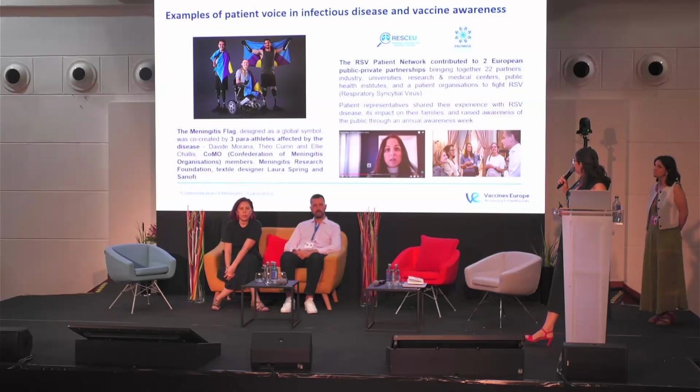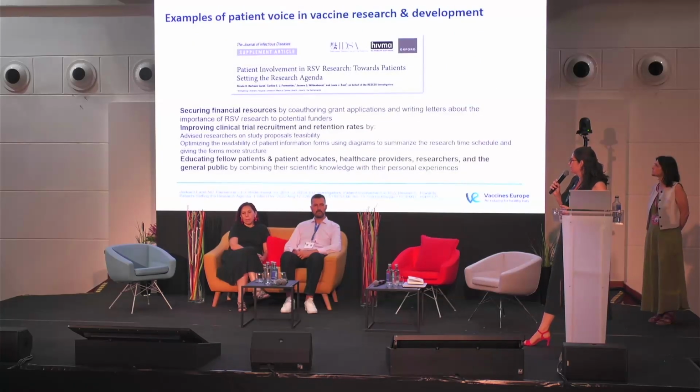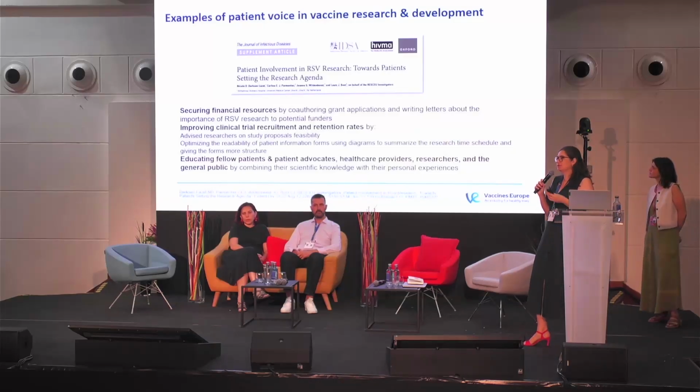The RSV patient network is composed of parents whose children had severe RSV disease and were hospitalized, or for some, sadly, passed away. Rachel on the left tells the story of losing her son. And that's both inspired the researchers who were in this European consortium, but also helped people understand what this disease is and why it's a problem, and maybe once there's immunization available, why they should immunize their children. So there's many different examples of patient involvement in research and development.